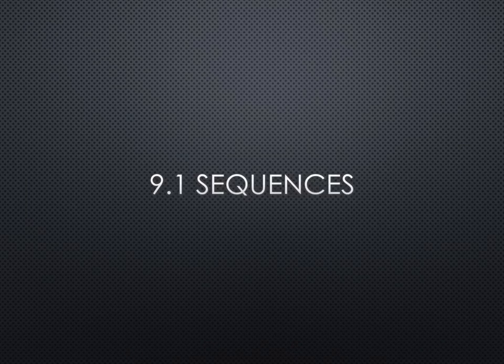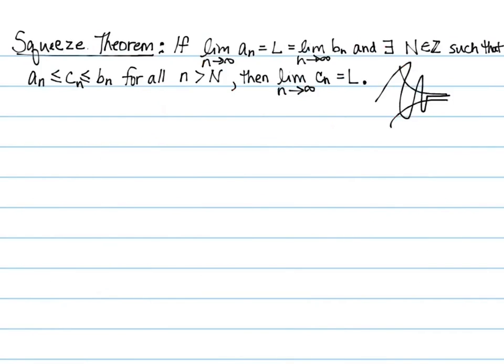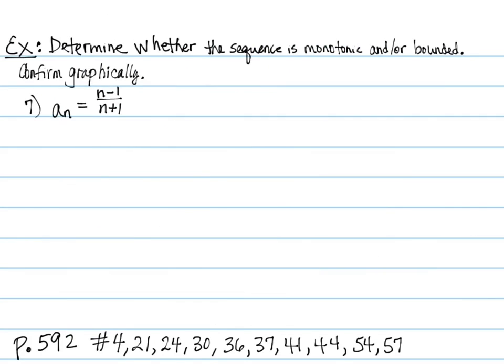All right, we've been working in section 9.1, and we had, as a couple of you mentioned, one more example problem we're going to take a look at. So let me flip to where we were. That looks like it. So we're going to talk about determining whether this sequence is monotonic and/or bounded, and then to confirm it graphically.